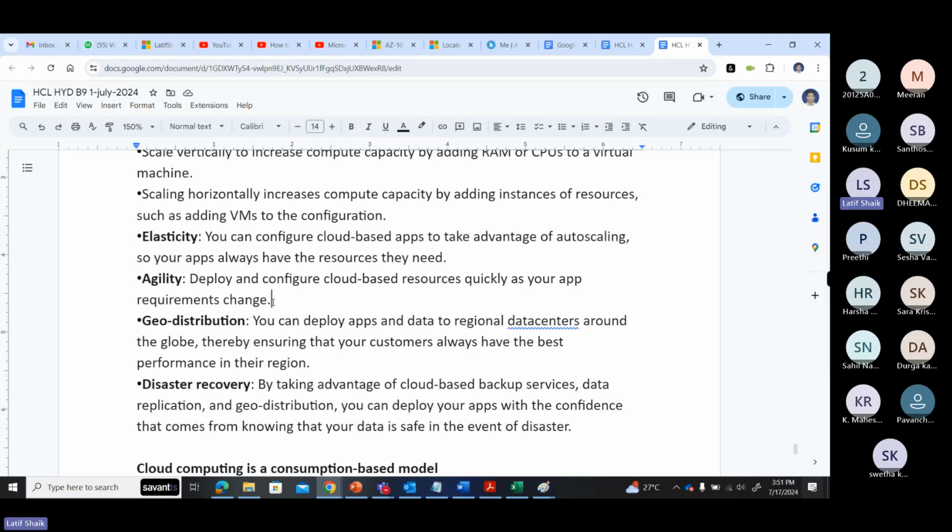The second one is, if I keep my application and data in different regions and one of the regions is down, the other regions still have the data. Say something has happened, like a big war, an earthquake, or a tsunami, and that entire region is down and inaccessible. Still, my data and my applications are available in a different place. That is called disaster recovery. So these are the main advantages of the cloud.